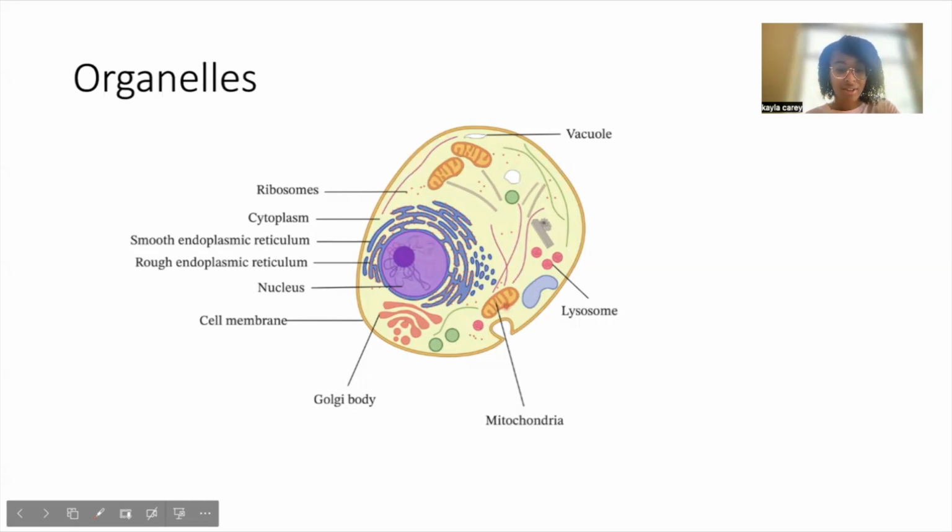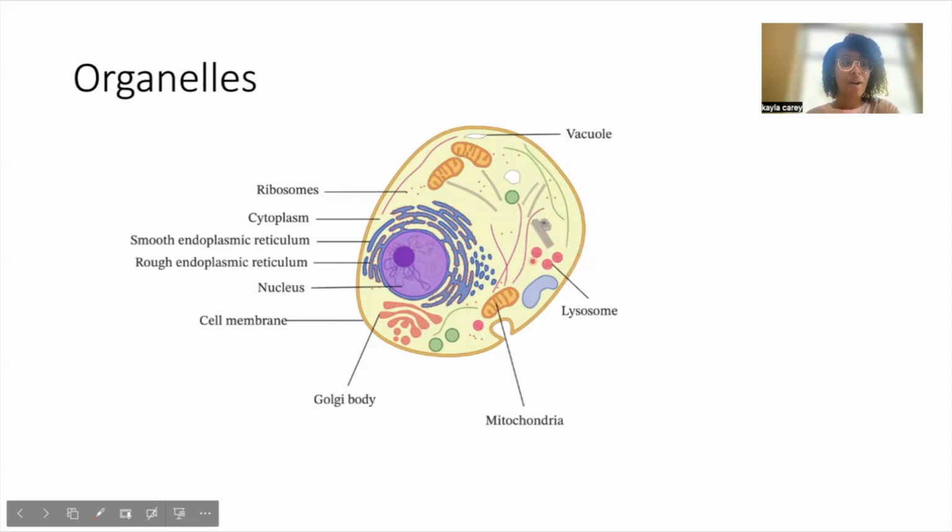The mitochondria, right here, is what people usually call the powerhouse of the cell. And this is because the mitochondria is where glucose is converted to energy-rich molecules called ATP. This conversion allows the cell to have the energy to perform very important functions for the cell, and it lets the cell survive.